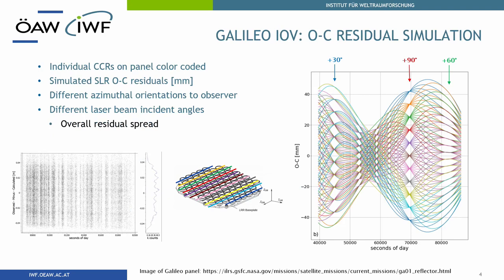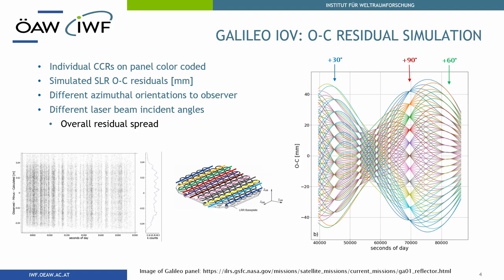Just a first assessment of the validation of the tool. Basically what was done here: the retroreflector array of the Galileo satellite was simulated. You have one line on the right side, these are the residuals for each of the retroreflectors. The retroreflectors in this residual simulation are color-coded by lines. So you see from blue to all the different colors, these retroreflectors in the residuals all belong to one color.